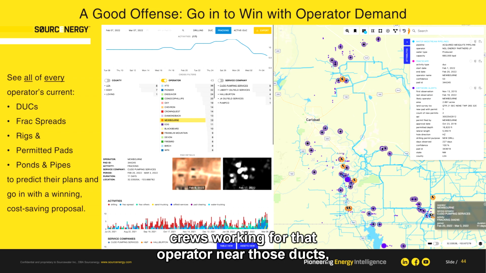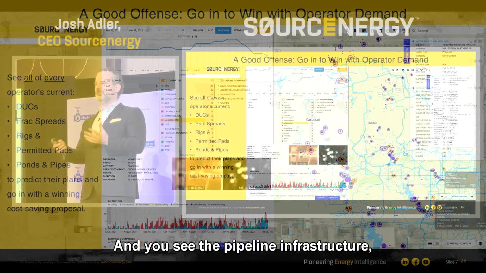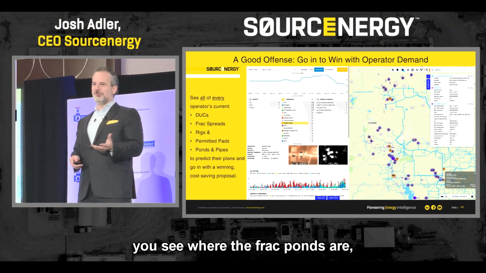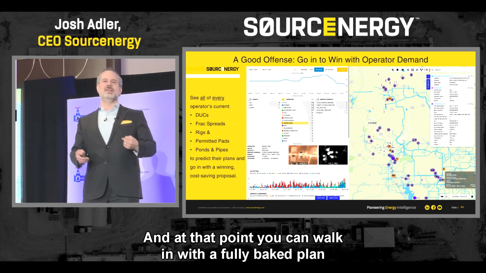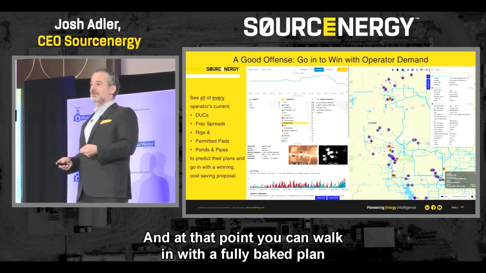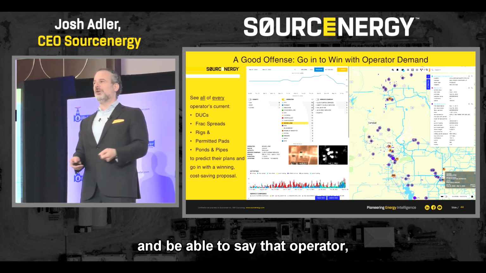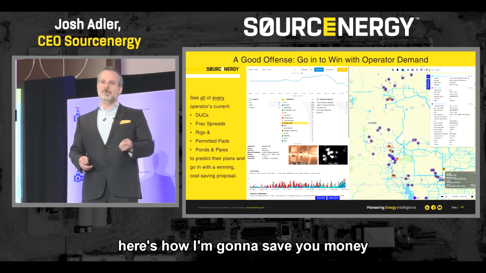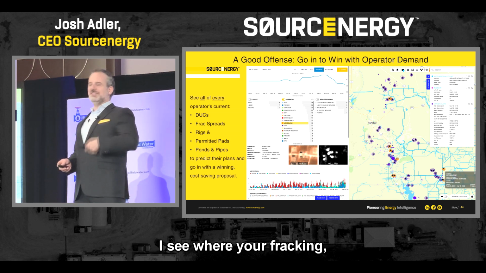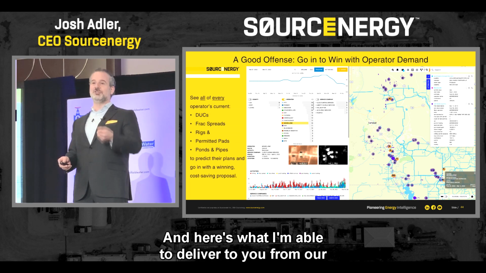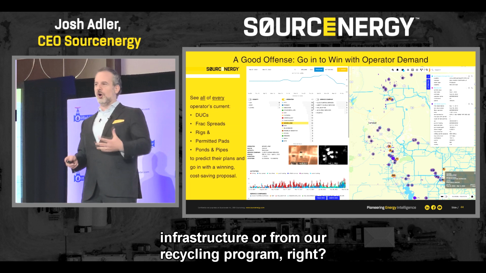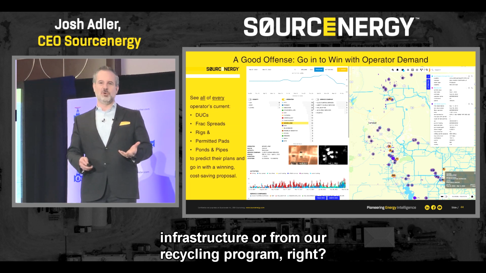ones have frac crews working for that operator near those DUCs, where it's pretty obvious where they're going to go from there. And you see the pipeline infrastructure, you see where the frac ponds are, you know what kind of water needs they're going to have, and at that point you can walk in with a fully baked plan and be able to say to that operator, here's how I'm going to save you money, because I see where your DUCs are, I see where you're fracking, I know the timing of when you're going to need water, and here's what I'm able to deliver to you from our infrastructure or from our recycling program, right?